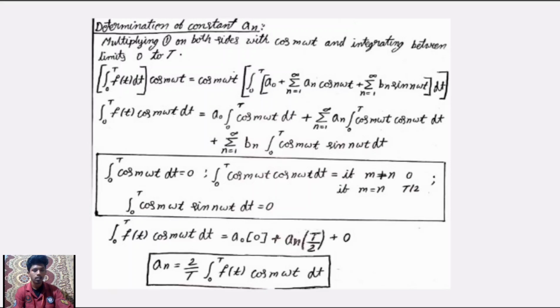So here integral of 0 to T cos m omega t dt becomes 0, and integral of 0 to T cos m omega t cos n omega t dt has two conditions: if m is not equal to n it is 0, if m equals n it is T by 2. And integral of 0 to T cos m omega t sin n omega t dt equals 0. After substituting these values, the equation becomes integral of 0 to T f of t cos m omega t dt equals an into T by 2. So from this equation we can write the an value. An equals 2 by T integral of 0 to T f of t cos m omega t dt.